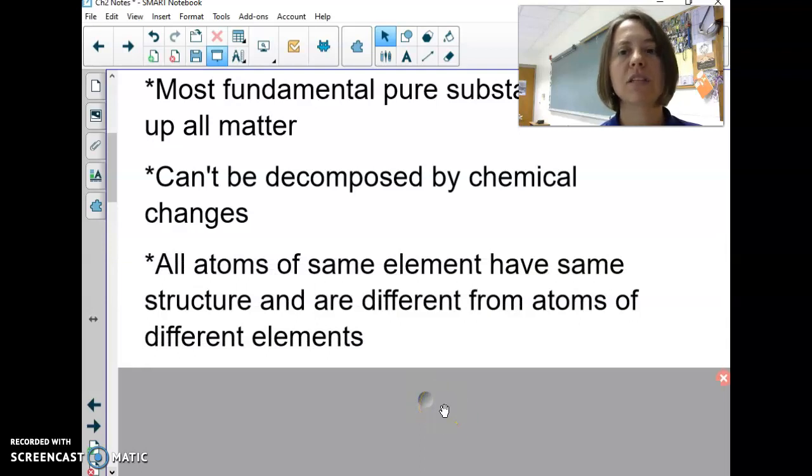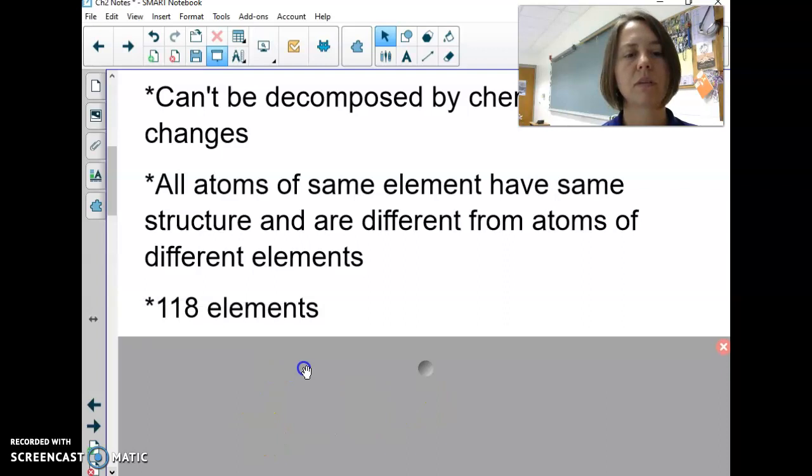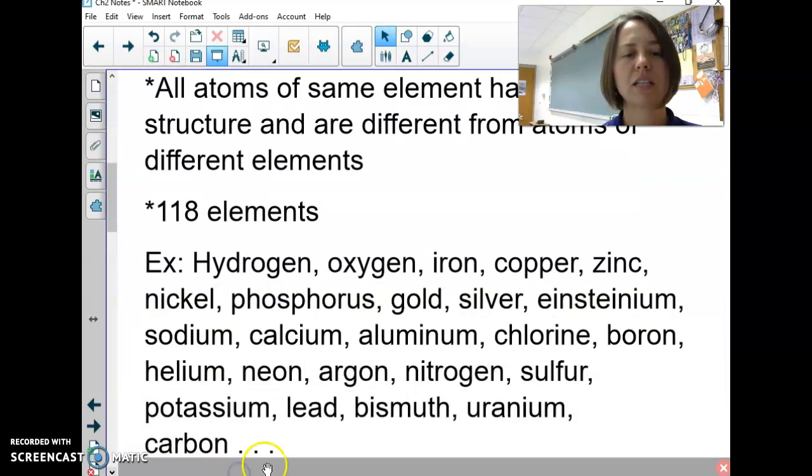So all atoms of the same element have the same structure, and all atoms of that same element are different from atoms of different elements. So again, our gold atoms all have the same structure, they all have the same number of protons, and it is different from an atom of chlorine, which has different numbers of protons and has a different structure. There are 118 elements, and I would like you to come up with at least one element. So there are lots of them.